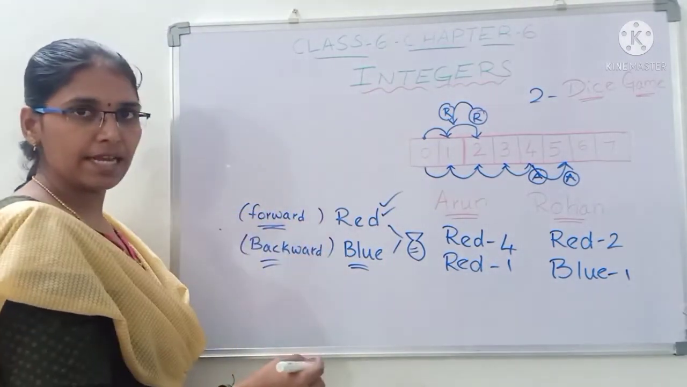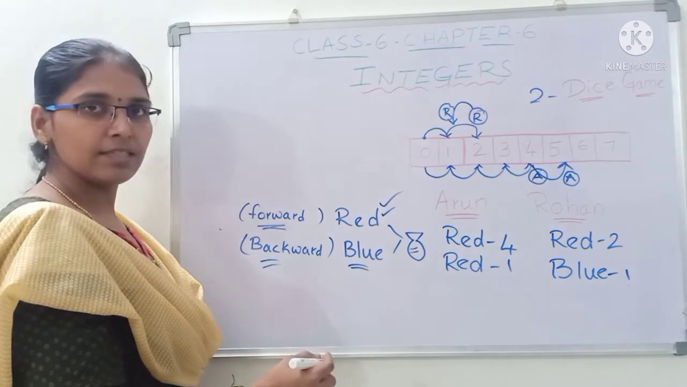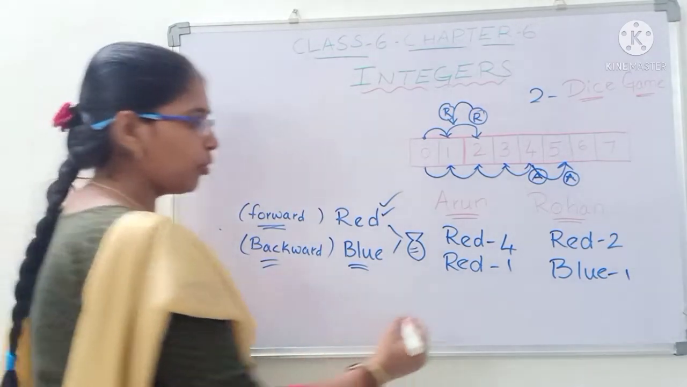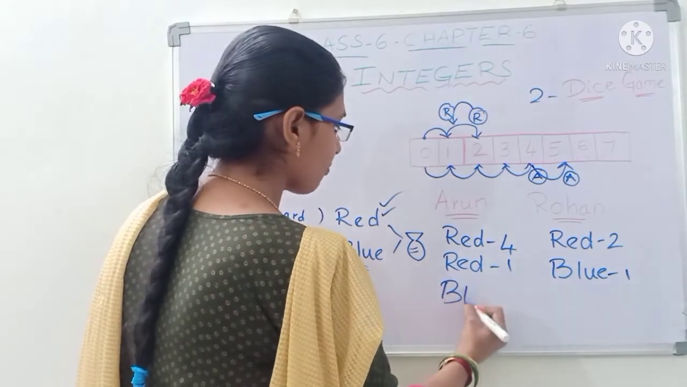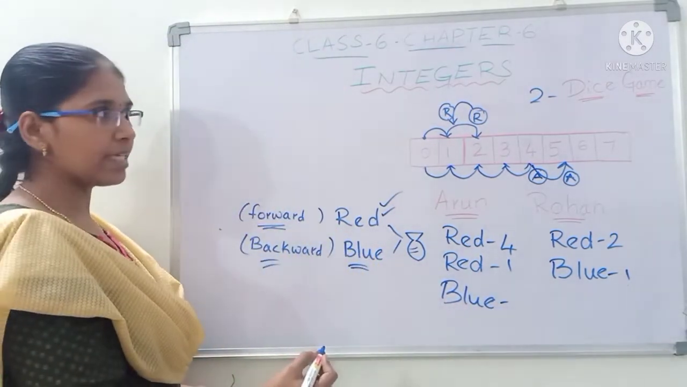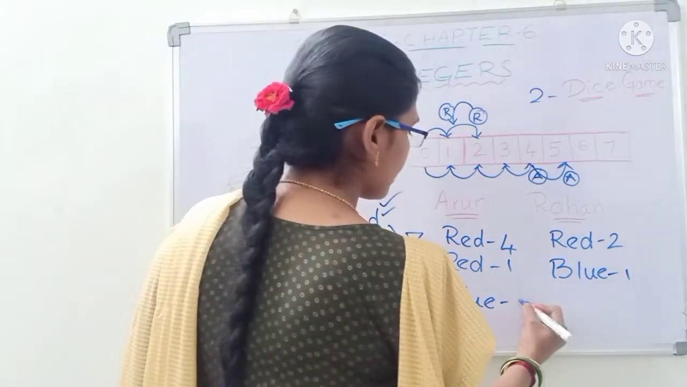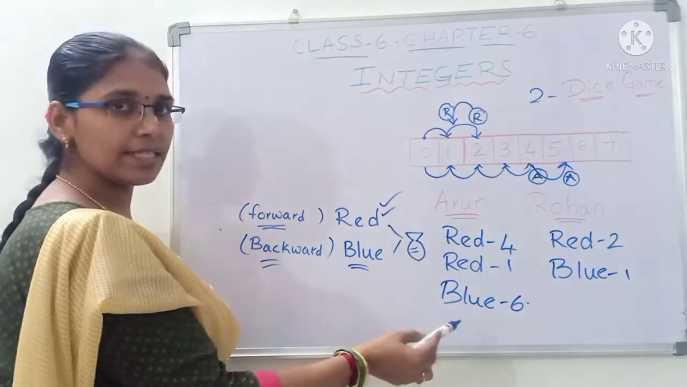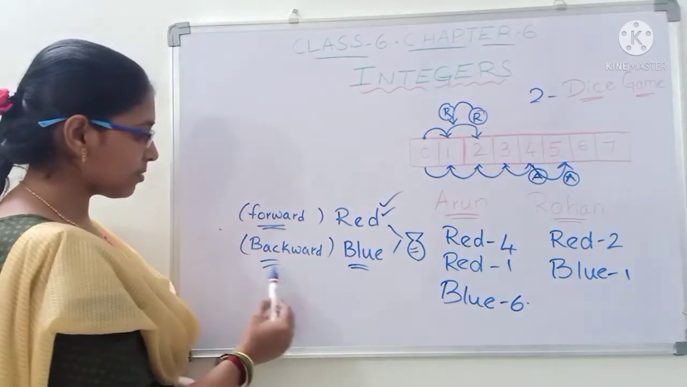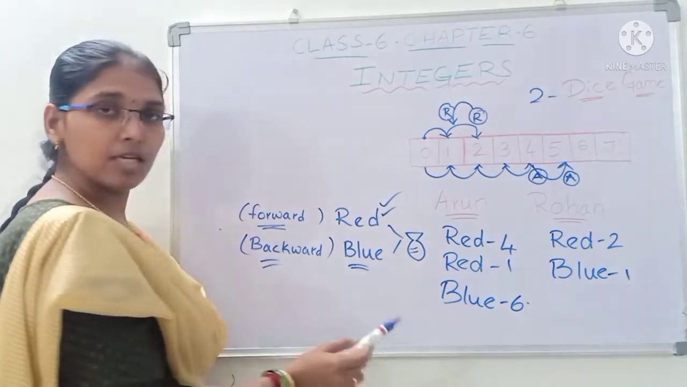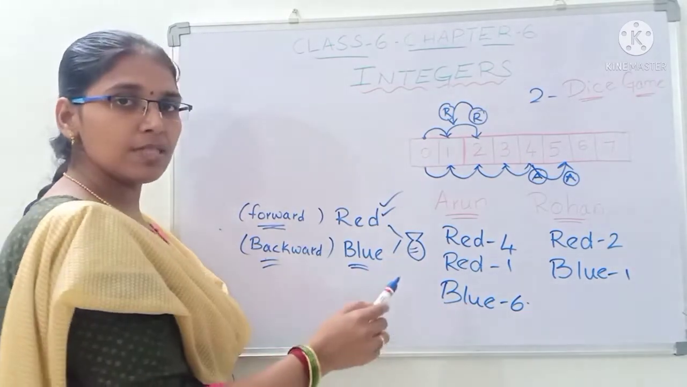Now the next chance is of Arun. Arun picks a dice now. And guess what color he will get? He got the blue dice, and the number on the dice is 6. Okay, Arun picked the blue dice and the number was 6. Blue dice means we should move backward. So, Arun should move 6 steps backward.